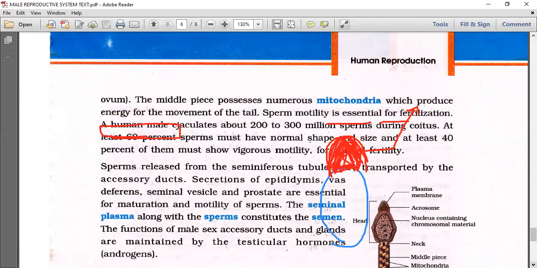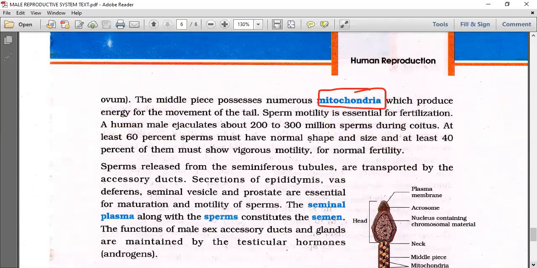The thing to be remembered about the middle piece is mitochondria. Numerous mitochondria are present in the middle piece, which produce energy for the movement of the tail. Sperm motility is essential for fertilization. So let me show you the diagram.